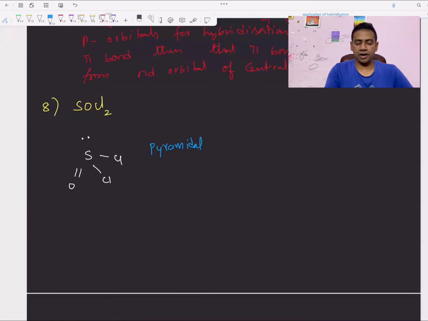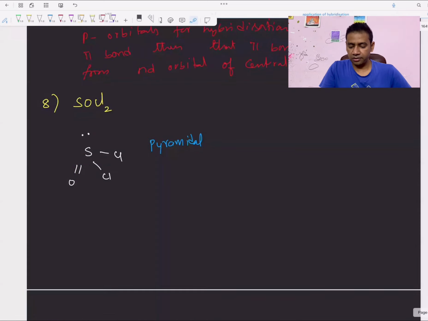Now to find the hybridization, count the number of sigma bonds and lone pairs. In every double bond there is only one sigma bond, so here we have 1, 1, and 1, a total of 3 sigma bonds, plus 1 lone pair. Altogether it becomes 4. Then the hybridization is sp3.